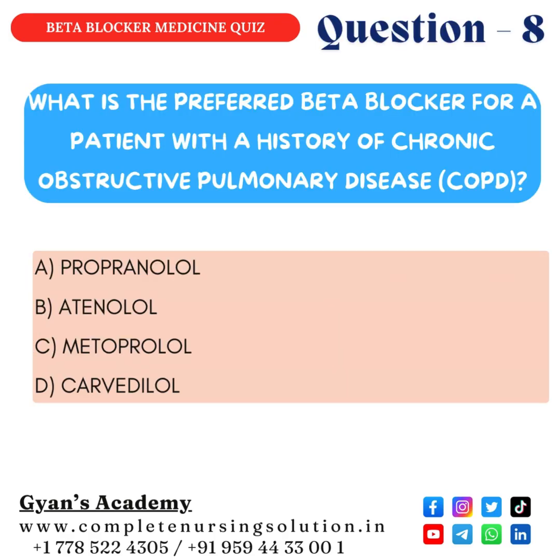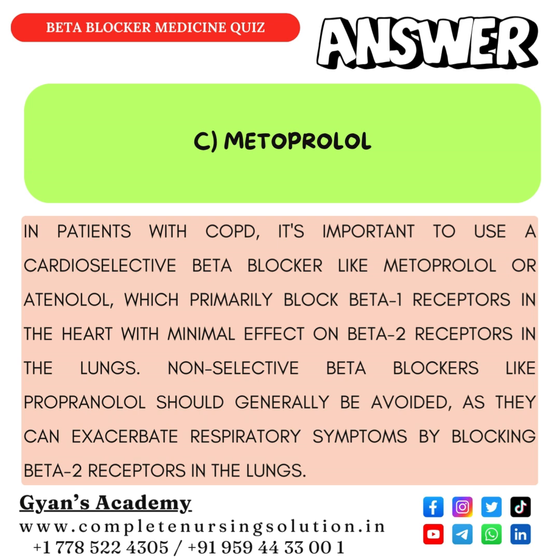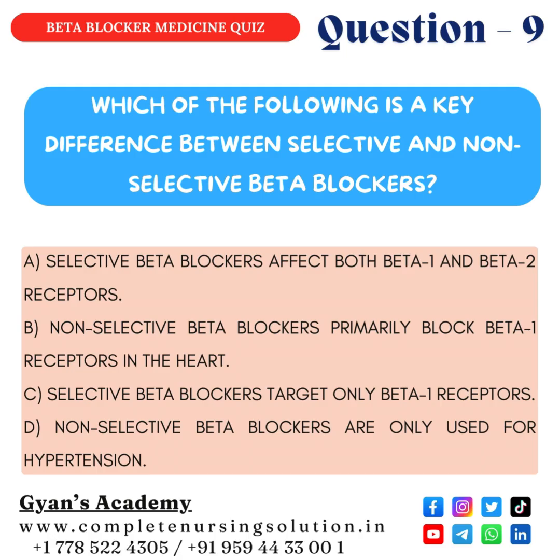What is the preferred beta blocker for a patient with a history of chronic obstructive pulmonary disease? Option A, propranolol. Option B, atenolol. Option C, metoprolol. Option D, carvedilol. Answer. Option C, metoprolol. Explanation. In patients with COPD, it's important to use a cardioselective beta blocker like metoprolol or atenolol, which primarily block beta-1 receptors.